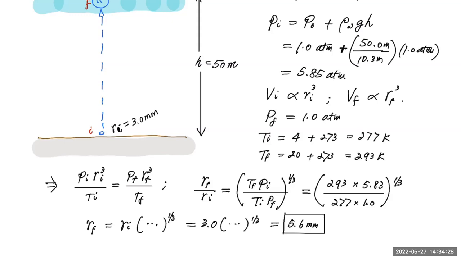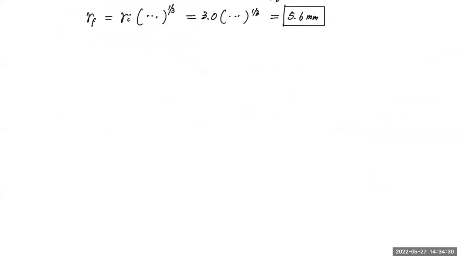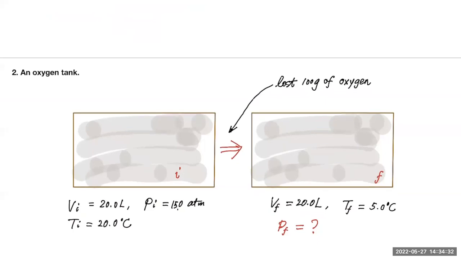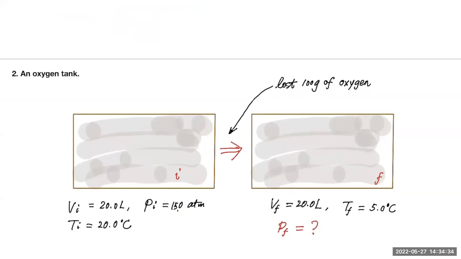We have a situation where we have an oxygen tank, with a certain volume, certain pressure, and certain temperature in the initial state. Now, suppose we use up some oxygen. We lost 100 grams of oxygen. We end up with less oxygen trapped in the same tank, so it has the same volume. The temperature has also decreased a little bit. What I want to know is the final pressure.